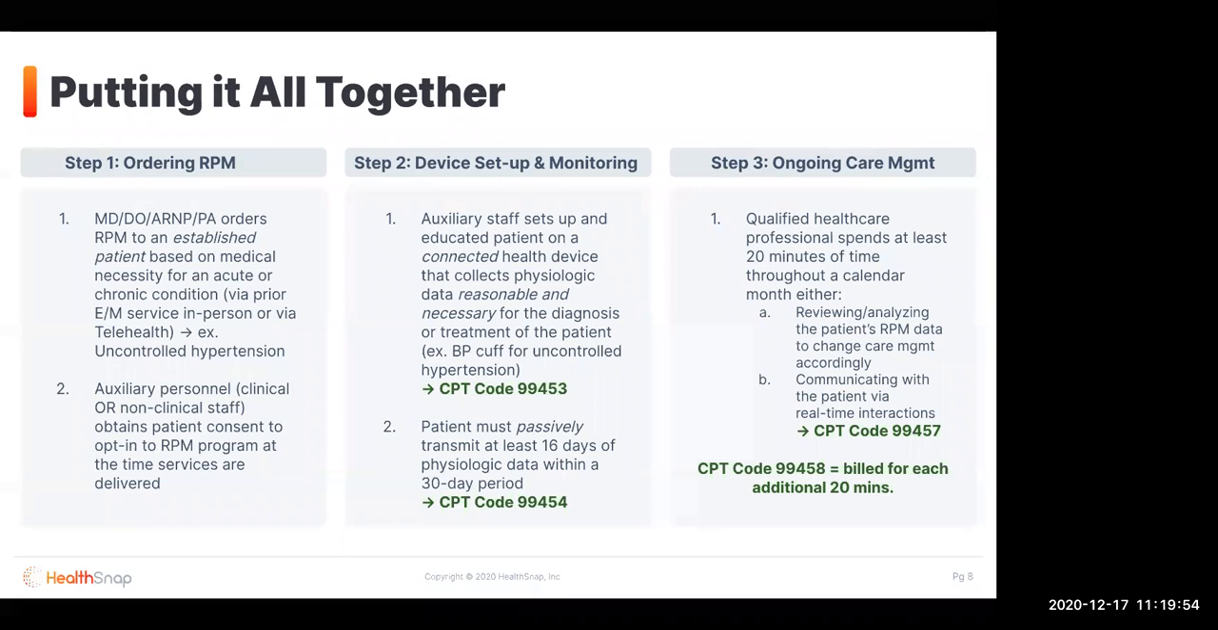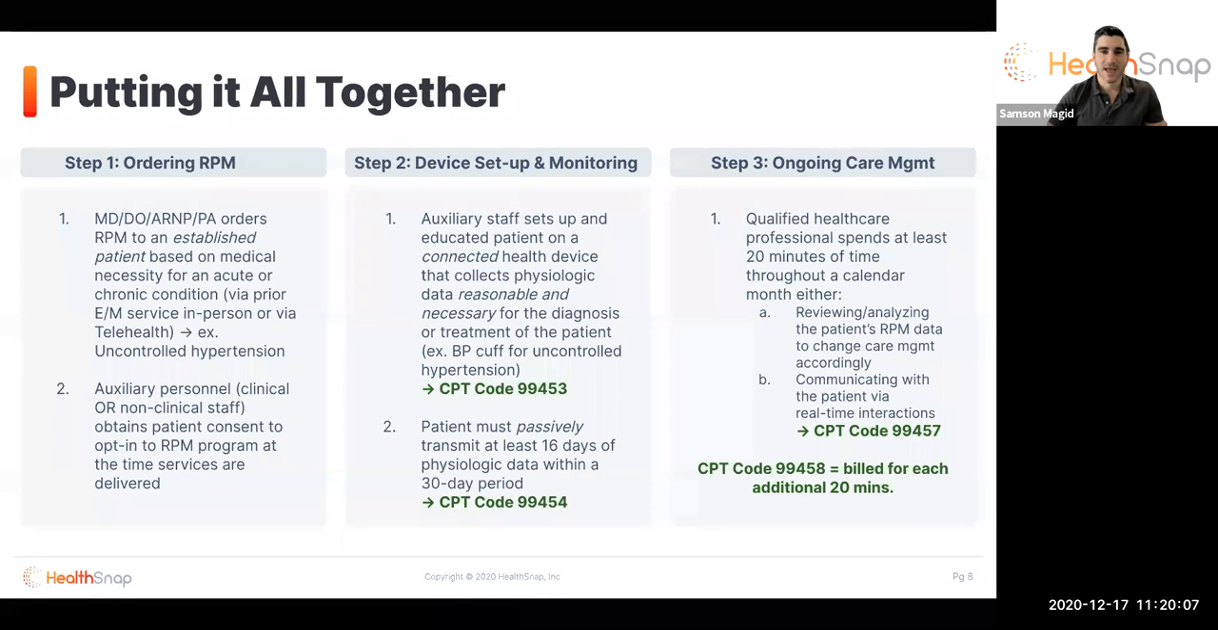Thanks, Samson. And then we had a couple of clarifications come in regarding the 16 days of transmission. So one was, were these 16 consecutive days or just 16 days out of the 30 days of the month? Yeah, so it's 16 days out of the 30 days. So if you had data, no data, that would work. It does not need to be 16 consecutive days.